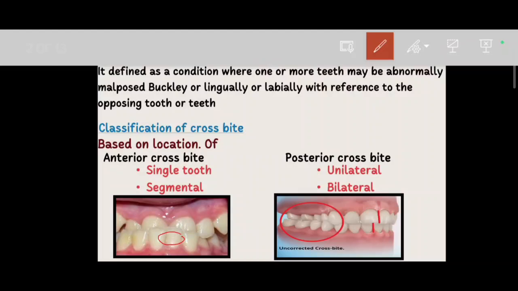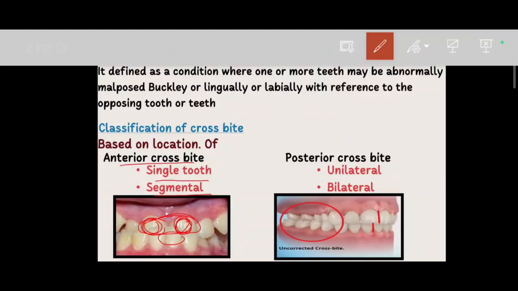Now we will see the classification of the crossbite. Crossbite is classified based on location into anterior crossbite. This affects the front teeth. It can be single tooth crossbite or segmental crossbite. Single tooth means only one tooth is involved, like this. It can be either this or either this. And segmental means a group of teeth are involved.